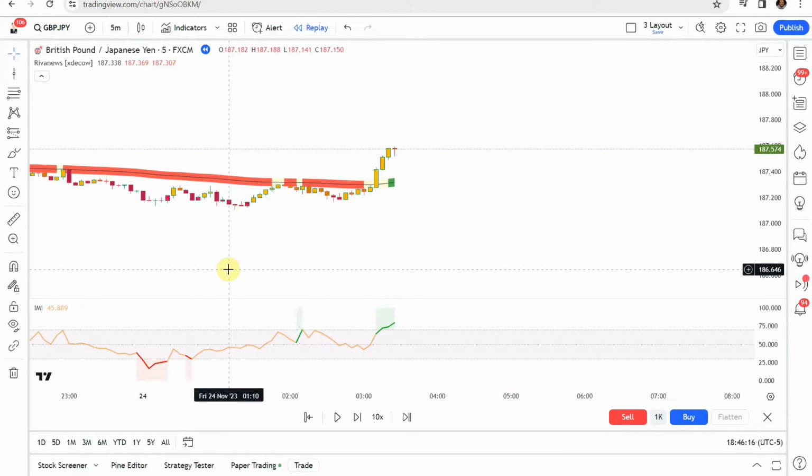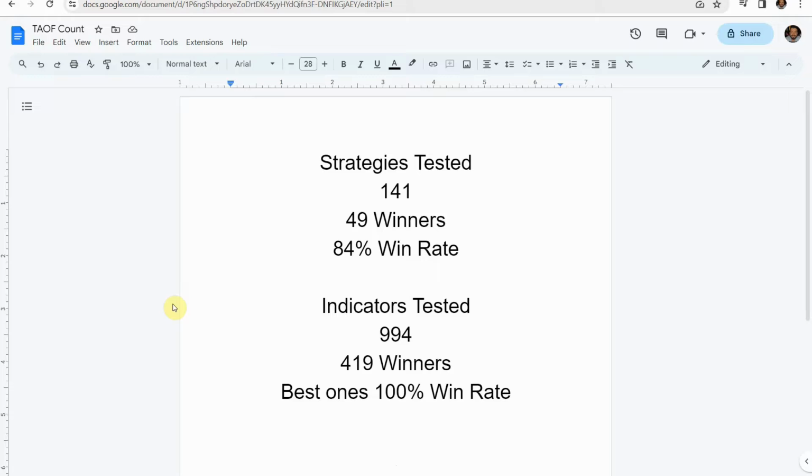Alright, as I said, today we will be testing a 5-minute scalping strategy. Before we do though, I wanted to put the testing scoreboard up for everyone to see. So to date, we have tested a total of 141 different strategies, with 49 of them being winners. The best one so far was able to achieve an 84% win rate. That is the Academy of Forex strategy with the Z-score probability indicator. We have also tested a total of 994 indicators, with 419 of them being winners. Now, keep in mind that we test most of these indicators and strategies on the Forex and crypto market, but they can be applied to just about any market and time frame universally.